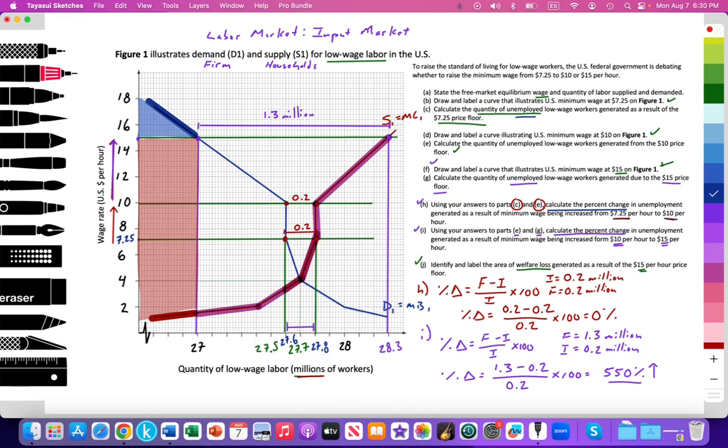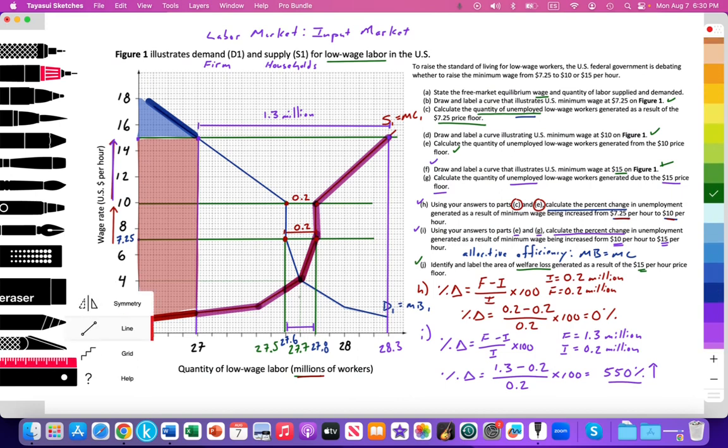And in the free market, we would, in theory, achieve allocative efficiency. And allocative efficiency as a formula is achieved where the marginal benefit equals the marginal cost. So I'm going to identify that once more. So here's my supply curve. It intersects the demand curve here at a free market wage of $10 per hour and a free market quantity supplied and demanded at 27.7 million.